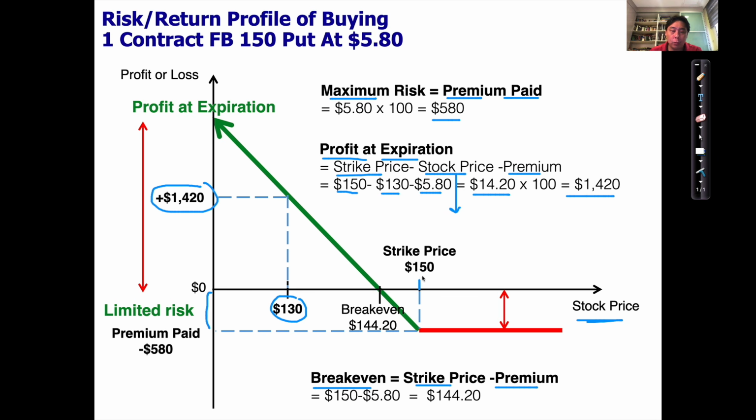So the strike price, 150, minus 5.80, the premium, gives you a break even of 144.2. So the stock price has to drop below 144.2 before you make money at expiration. Even if the stock price drops, but not enough, you don't make money at expiration.